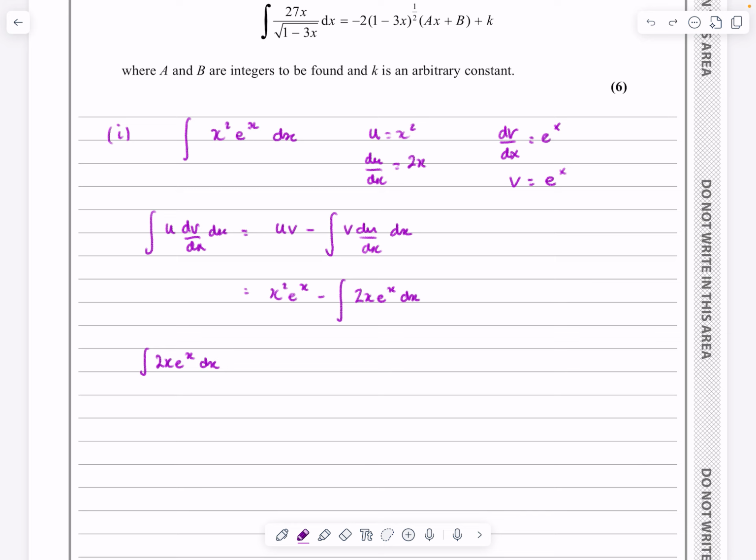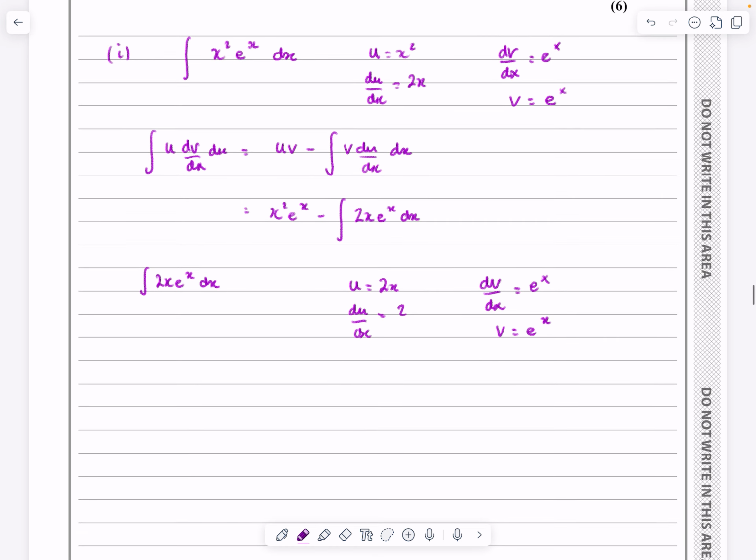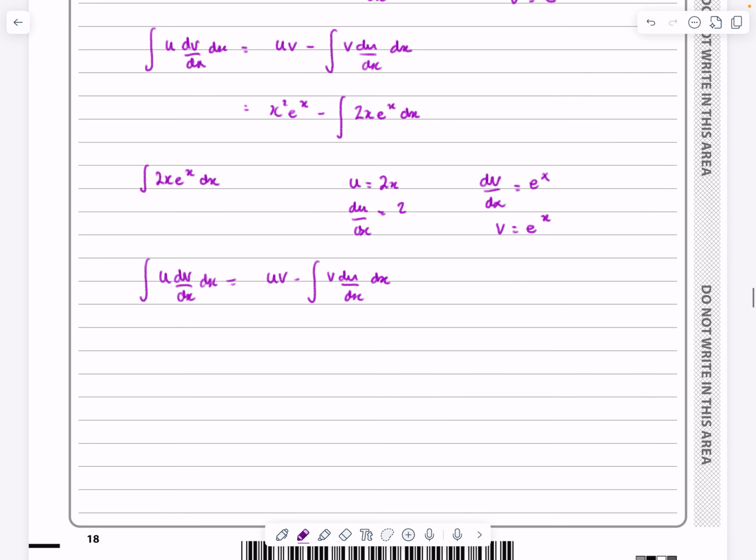Well, again, set u to be 2x this time, and du by dx will be 2. Leave my dv by dx as being e to the x, which again is going to give me v equals e to the x. You can see I practice a lot of these, so I'm going through all of this quite quickly. So we can now say the integral of u dv by dx is equal to uv minus the integral of v du. I write it down just so that I remember the formula. The more often I write it down, the more likely I'm going to remember it. I'll need to be able to have it coming really, really quickly when I'm looking at it.